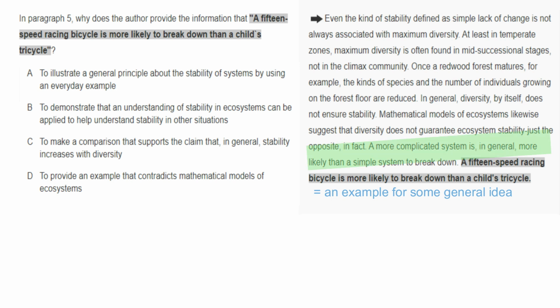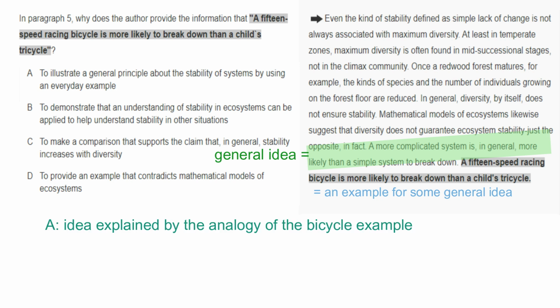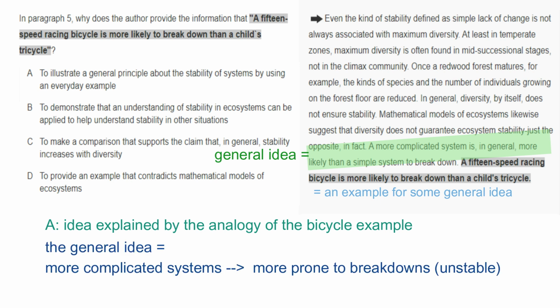The sentence before says a more complicated system can break down more easily than a simple system. This general idea fits perfectly to the example we have. So this sentence is the clue, and the answer should be the choice that conveys a similar idea. With this, let's consider each choice. A. To illustrate a general principle about the stability of systems by using an everyday example. This choice is correct. The analogy compares the complex 15-speed bicycle to the simpler tricycle, illustrating the general principle that more complicated systems are more prone to breakdowns or instability than simpler systems.